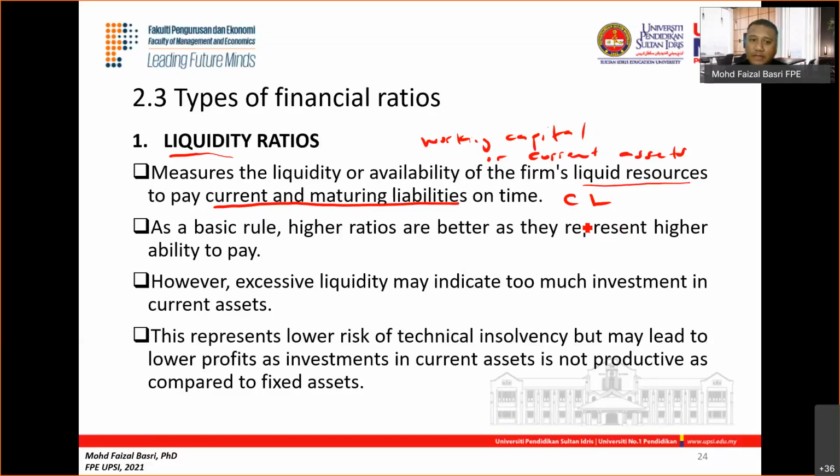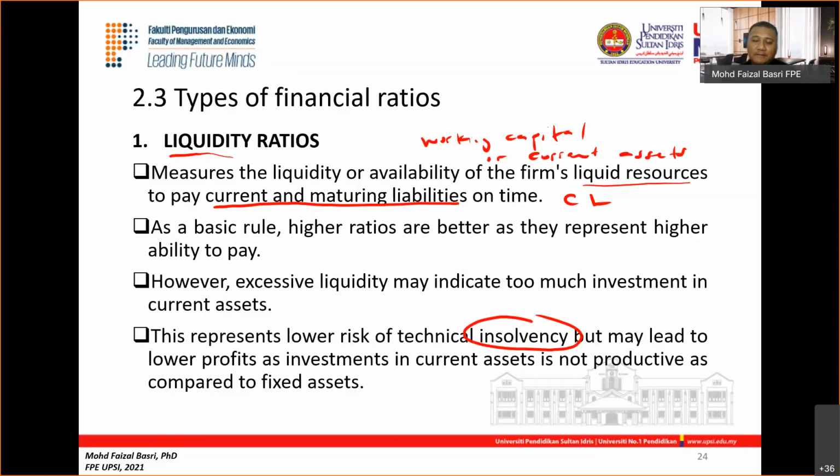We compare them to see whether it is sufficient or not. As a basic rule, the higher the ratio, the better, because a higher ratio indicates they have a higher ability to pay these current liabilities. However, excessive liquidity may indicate too much investment in current assets. Obviously, if it's too excessive, it can be inefficient. However, the most important part is if the ratio is low. There is a possibility of insolvency risk, meaning the company cannot pay its short-term debts, and therefore might have problems with their short-term liabilities.